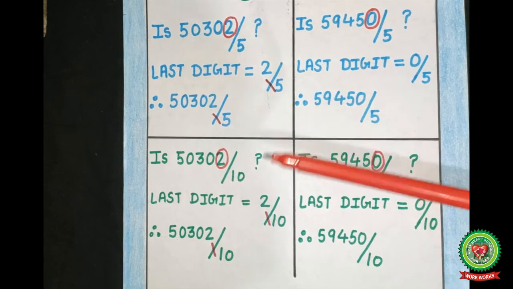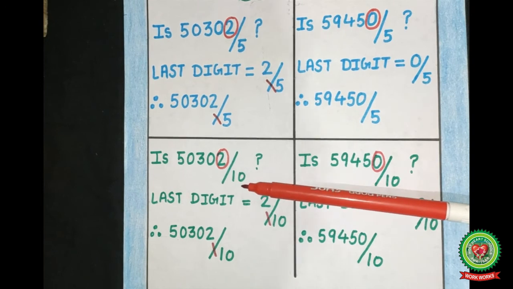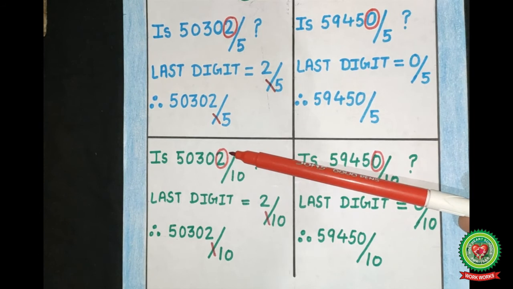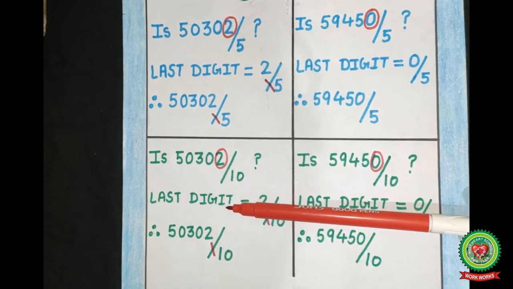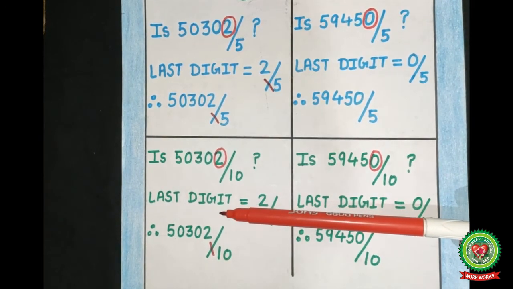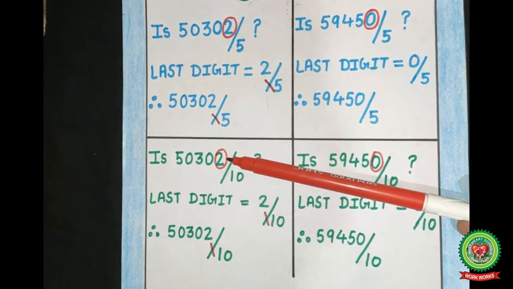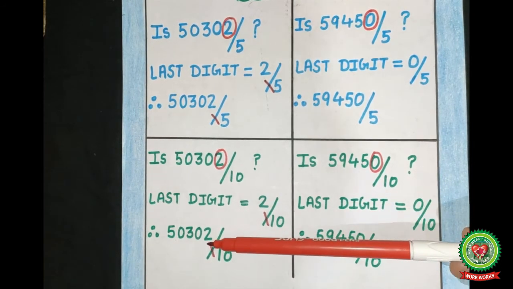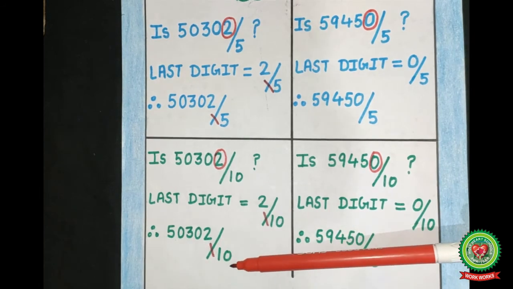Example 1 is 50,302 is divisible by 10. Students, here we have to check this number is divisible by 10 or not. First, we have to find last digit. Students, here last digit is 2. 2 is not divisible by 10. Therefore, the number 50,302 is not divisible by 10.